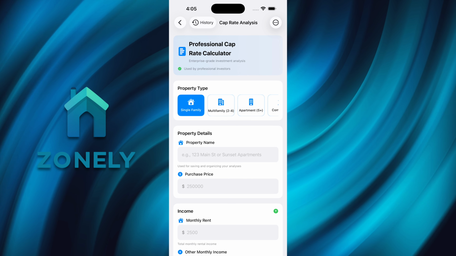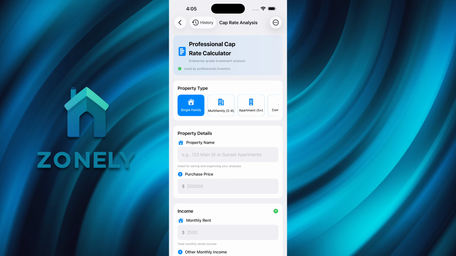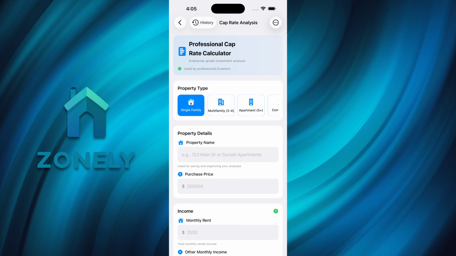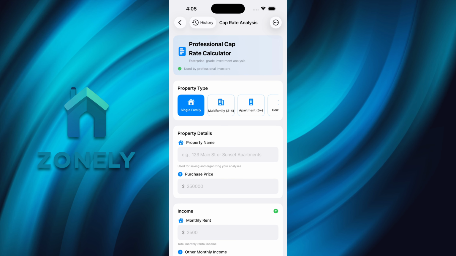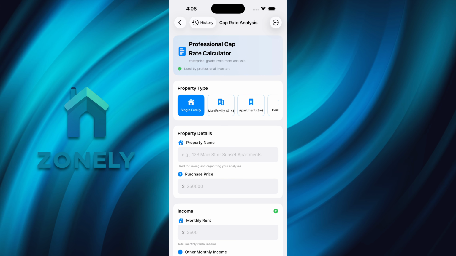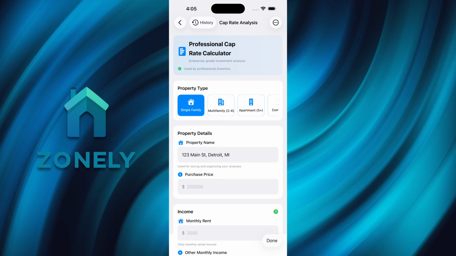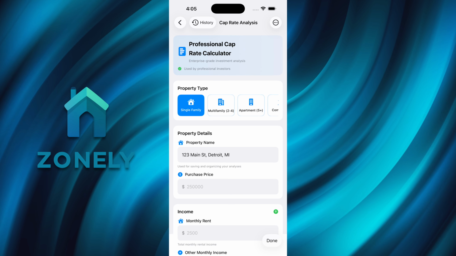Section 2, Property Details Setup. First, select your property type. For this example, we're analyzing a single-family home. Now enter your property details. Property name. This is for your reference. I'll call this one 123 Main Street, Detroit, Michigan, so I can find it later in my history.